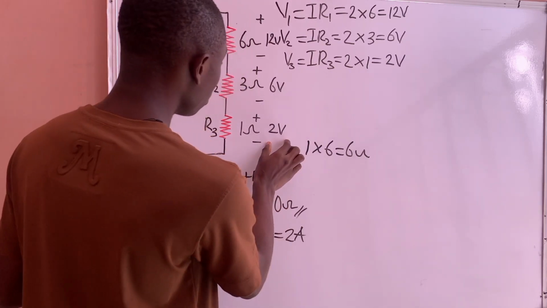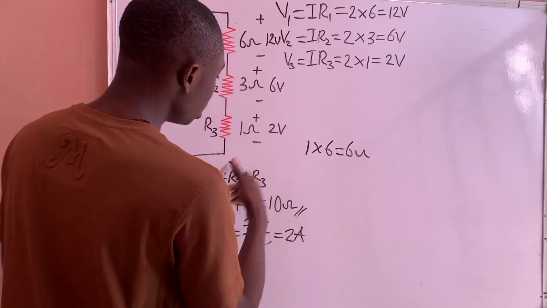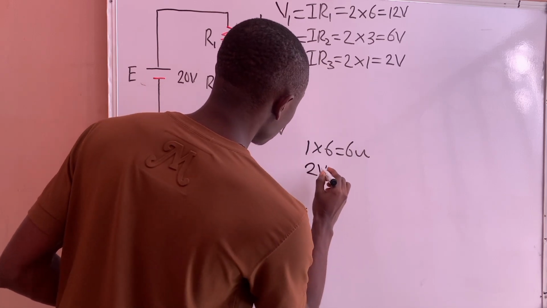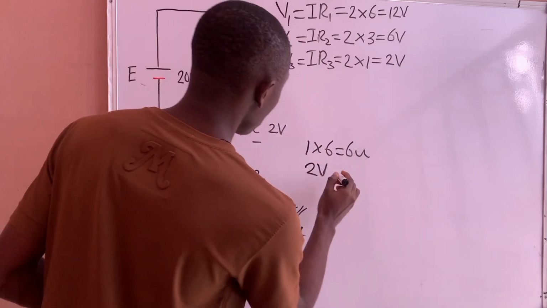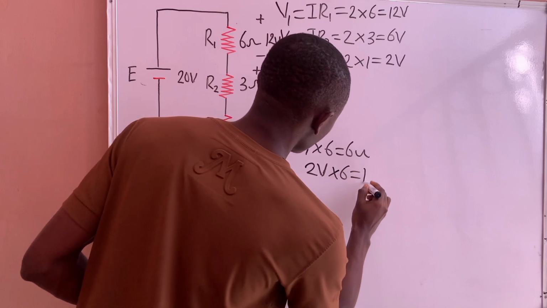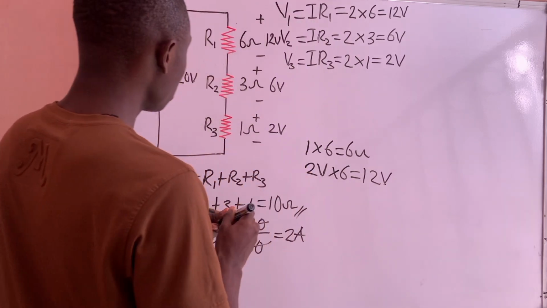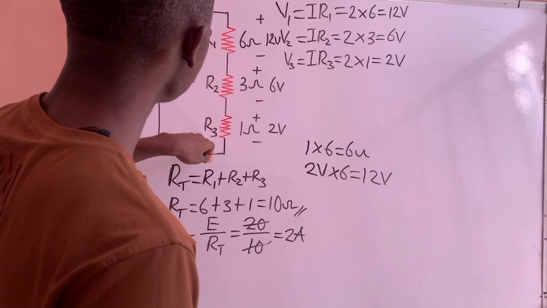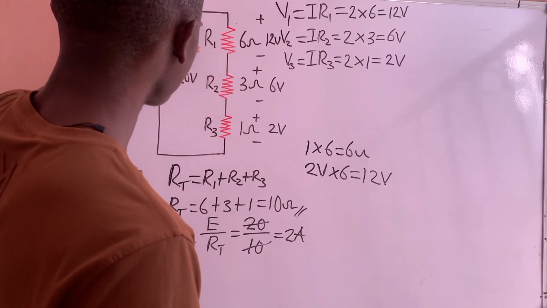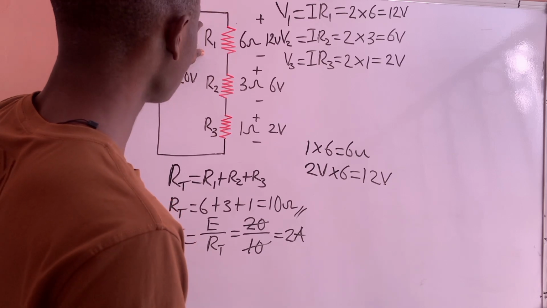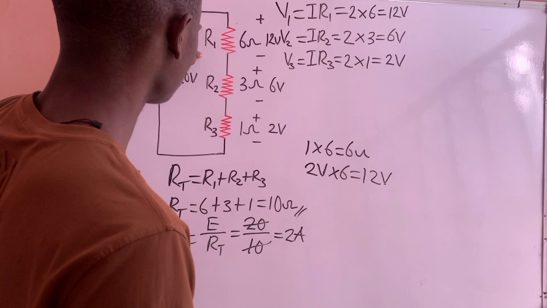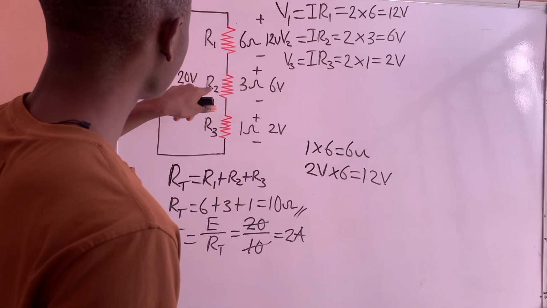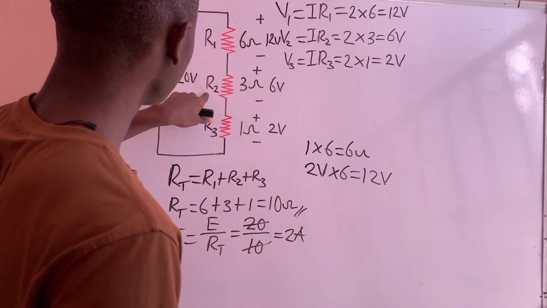The voltage level of resistor R3 is 2 volts, so if I multiply 2 by 6, we will have 12 volts, which means 6 times the voltage level of resistor R3 will give us the voltage level of resistor R1. And also resistor R2.